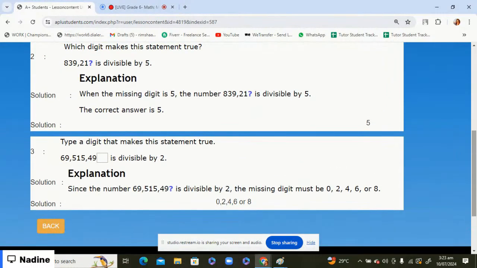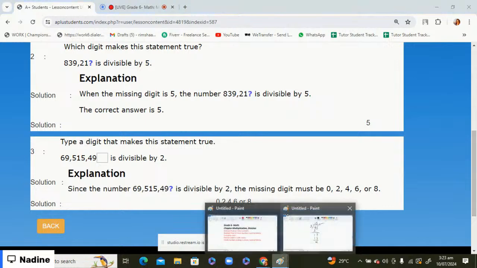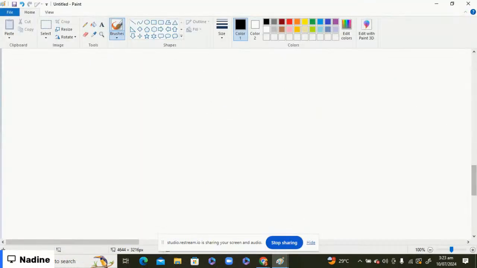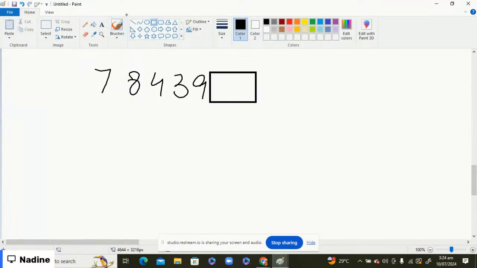Now look here. Type a digit that makes this statement true. It means that here is 9 and here is some number. For example, I'm going to write some numbers here, okay? Like 7, 8, 4, 3, 9, and then I'm going to say that there is a missing number here. Is it divisible by 2?